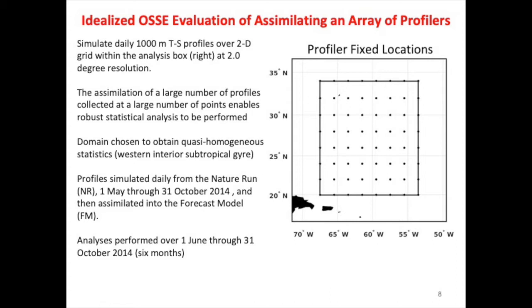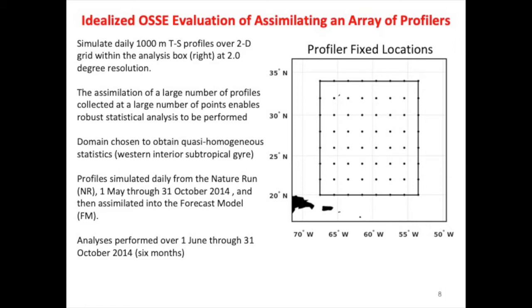a larger region in the ocean. This is within the western subtropical gyre, north of the islands and south of the Gulf Stream region, where we hope to see quasi-homogeneous statistics in the ocean structure and variability. And in this case, I'm assimilating daily ocean TS profiles at these locations shown, separated by 2 degrees. And I'm running the system from 1 May through 31 October 2014, assimilating synthetic ocean profiles generated from the nature run into the forecast model.